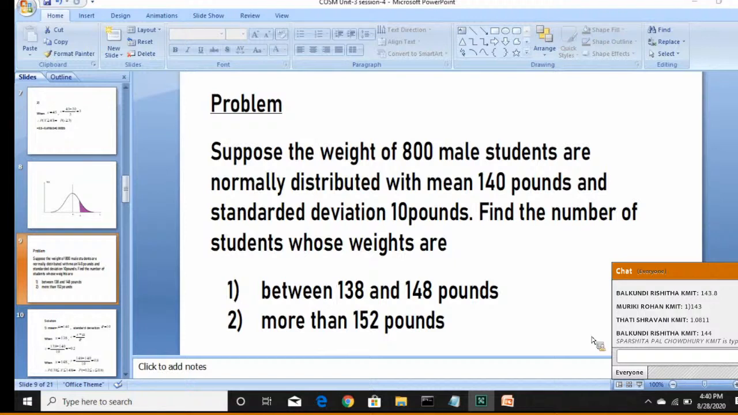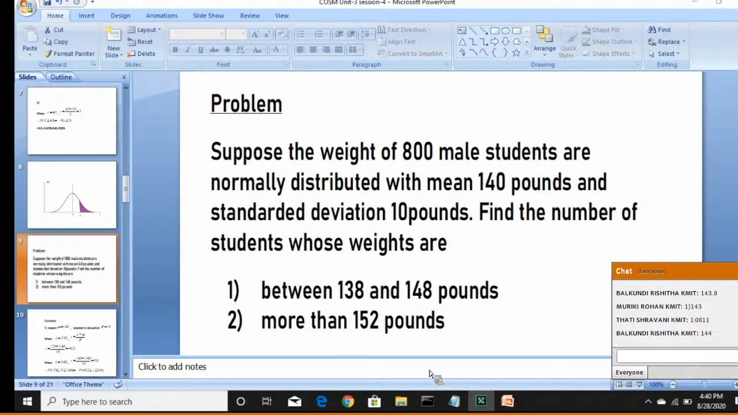Yes, Rohan has made it as 143.8. Rishida has completely rounded off. That is correct. Since 0.8 means we will have to take it to 144. Okay.